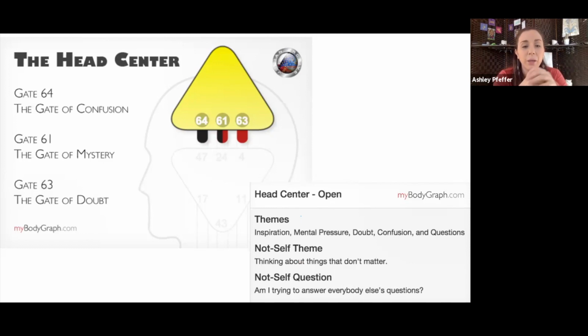So a lot of people who have defined head centers, they're constantly coming up with ideas, but they're not always taking action on them. But when they come up with the ideas, it gets thrown out into that collective energy that we can pull from. And a lot of people with open head centers, which I think is 70 or 80% of the population, are like, ooh, what's this floating around? I'm gonna pull that in. An open head center. So the themes of this are inspiration, mental pressure, doubt, confusion, and questions.